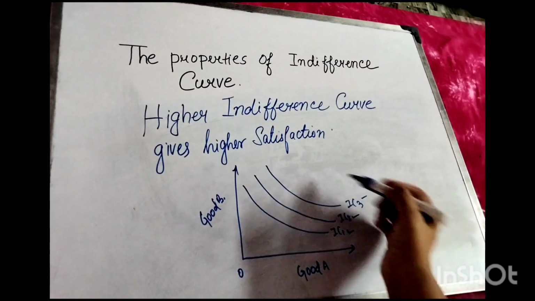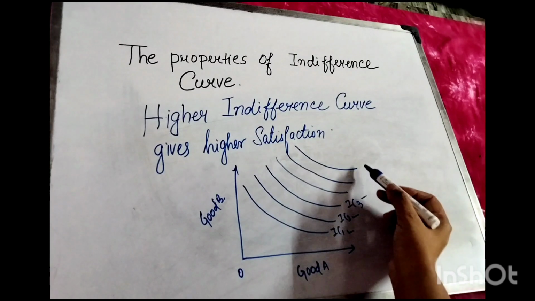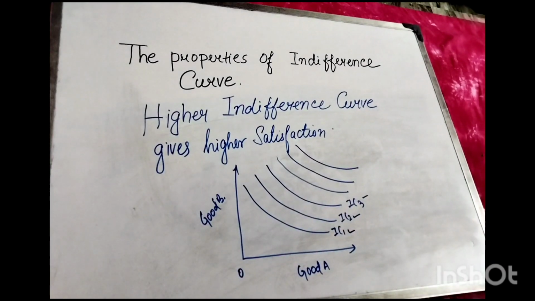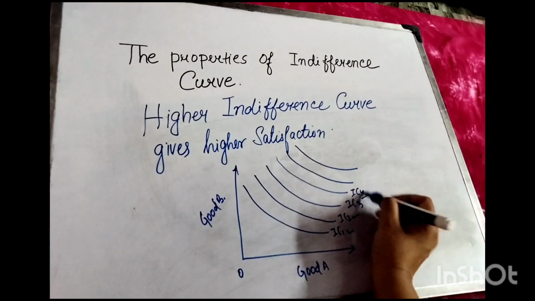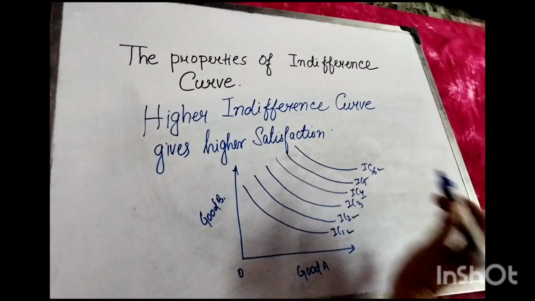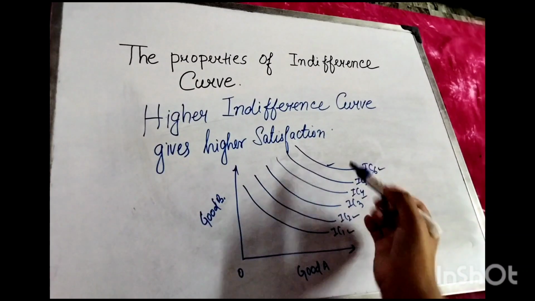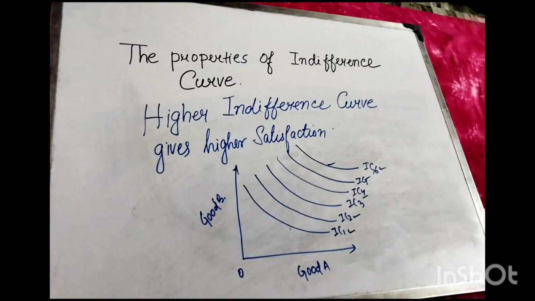So as the indifference curve moves higher, the satisfaction level will also increase. That means if I mark it as IC4, IC5 and IC6, then IC6, that means indifference curve 6, will give you a higher level of satisfaction than IC1. As the indifference curve moves higher, the satisfaction level also goes higher.